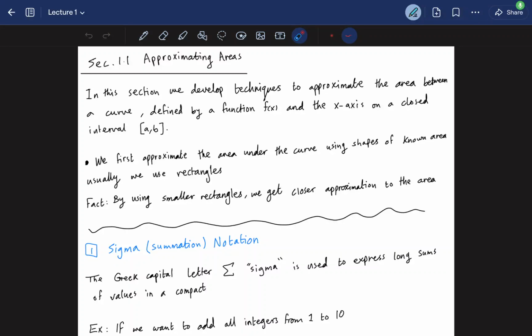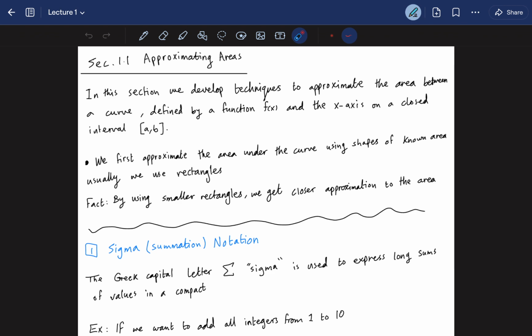Everyone. Today we're going to start with section 1.1, which is approximating areas. The goal of this section is to find a technique to find the area between a certain curve of my function f of x, my x-axis, on a certain interval a and b. We're going to approximate this area by finding shapes that we know the area of.